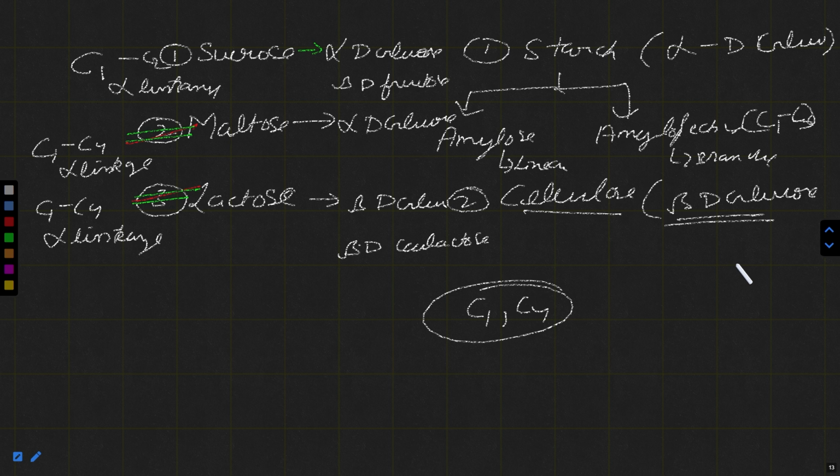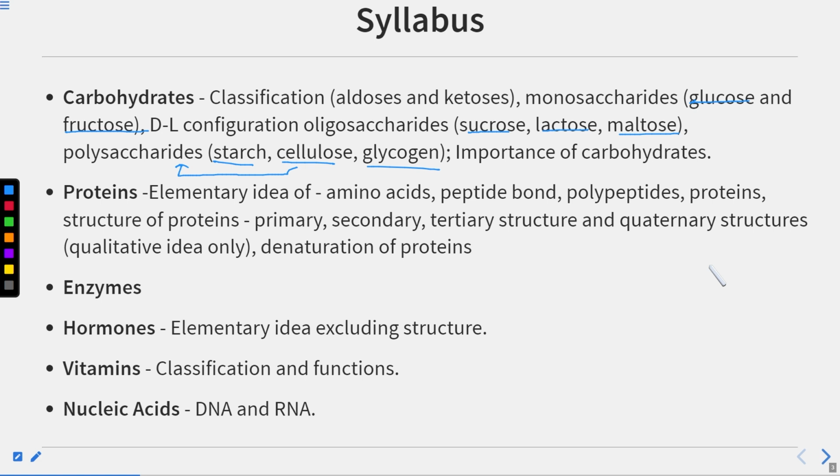This was for carbohydrates. So if I try to put the whole syllabus in one point, we started from carbohydrates. We first saw the classification. We can have 4 bases for classification. The first one was on the basis of taste. The one which is sweet in nature is called sugar. The other which is not sweet in nature is called non-sugar. Then the next basis was whether it is reducing or not. If it reduces Benedict's solution, Fehling's solution and Tollen's reagent, then it is termed reducing. If it does not, it is called non-reducing.